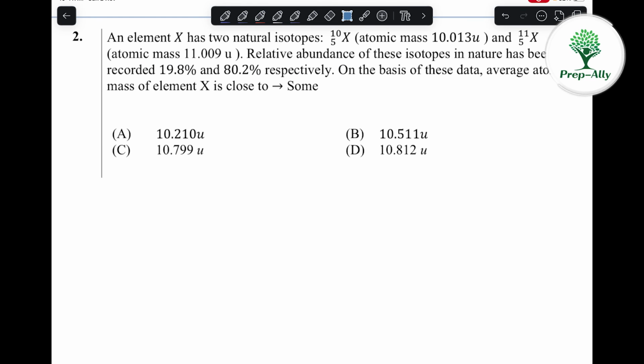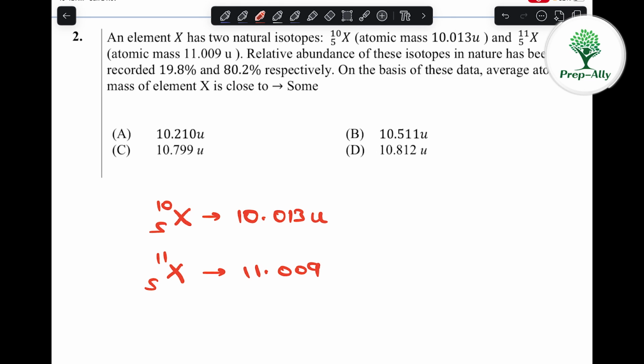An element X has two natural isotopes. One is having an atomic mass of 10.013 U. U is unified mass. And I have another isotope which has a weight of 11.009 U.